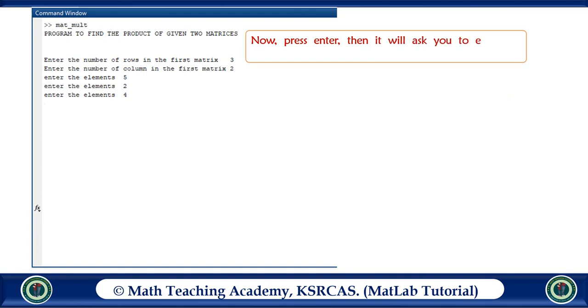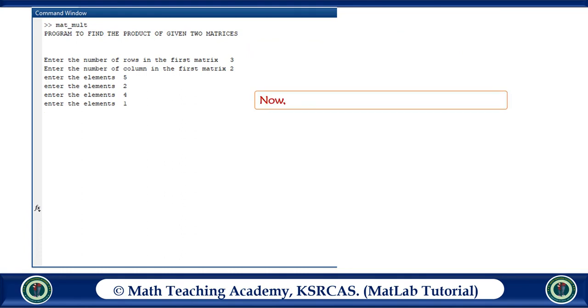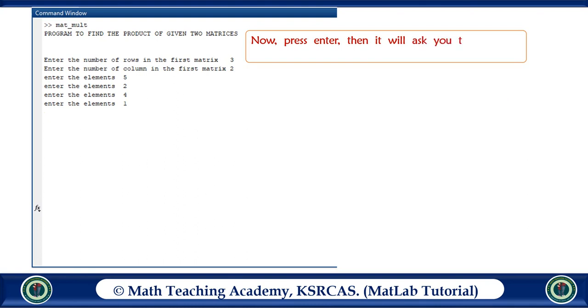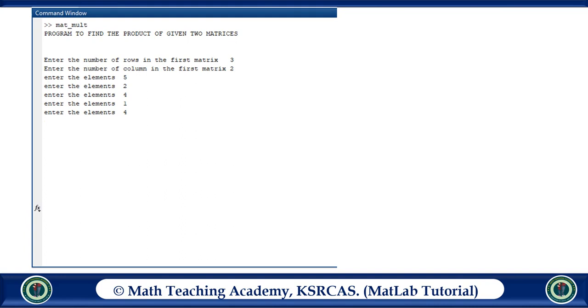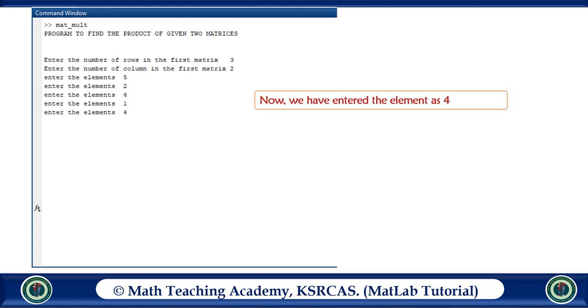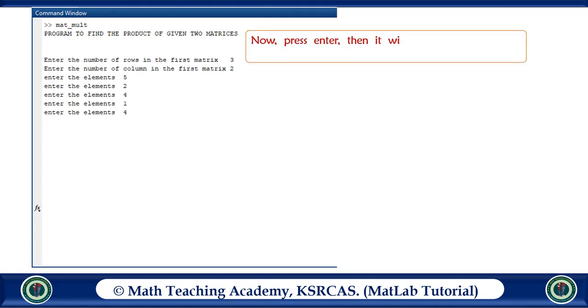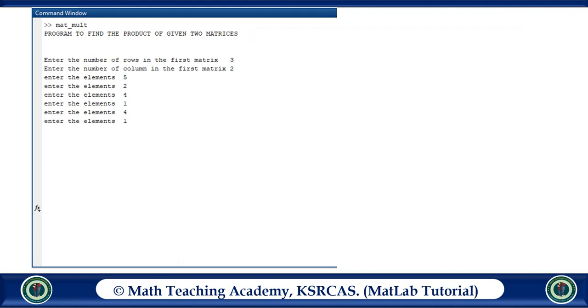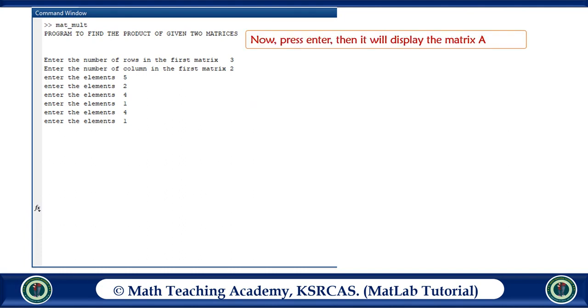Now press enter, then it will ask you to enter the elements. Now 1 has been entered as the element. Now press enter, then it will ask you to enter the elements. Now 4 has been entered as the element. Now press enter, then it will ask you to enter the elements again. Now 1 has been entered as the element. Now press enter, then it will display the matrix A.